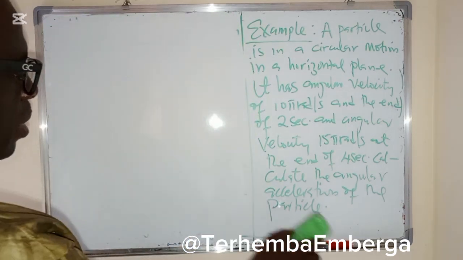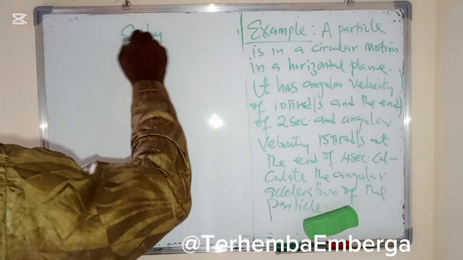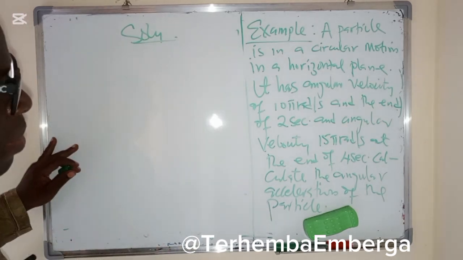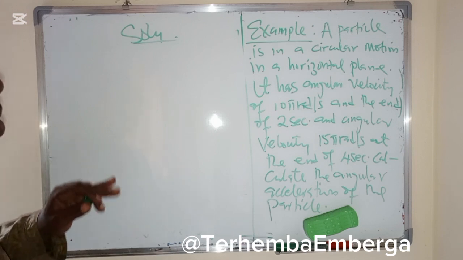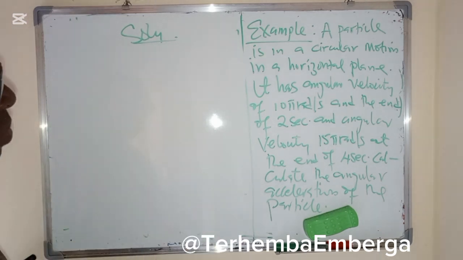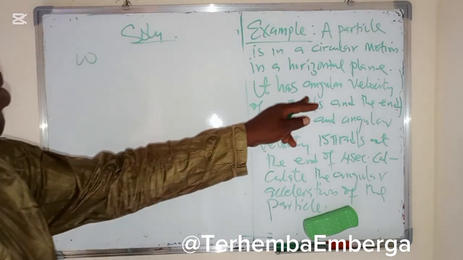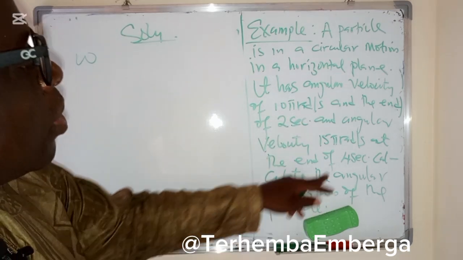Like I always said, you have to list out the parameters provided and the formula you are to use. Here we have two of the angular velocities given. One is 10 pi radians per second. The other one is 15 pi radians per second.